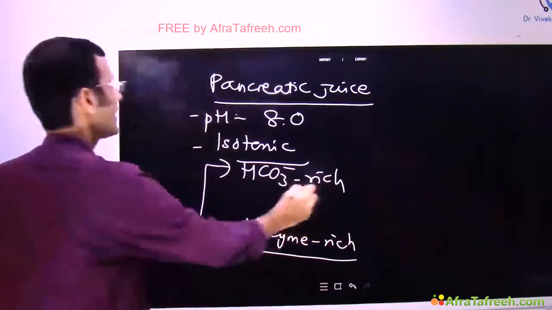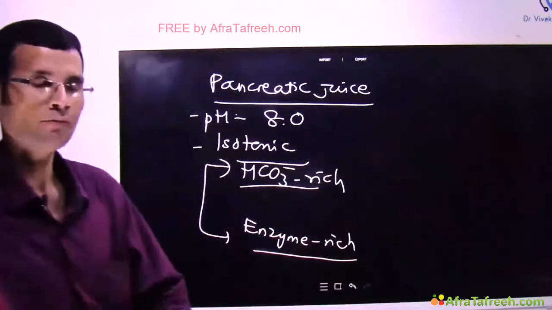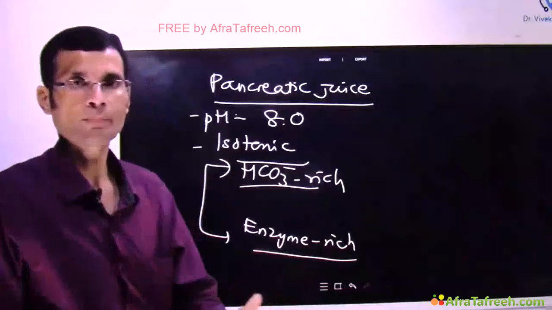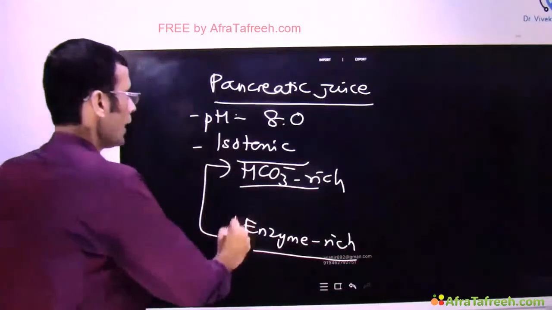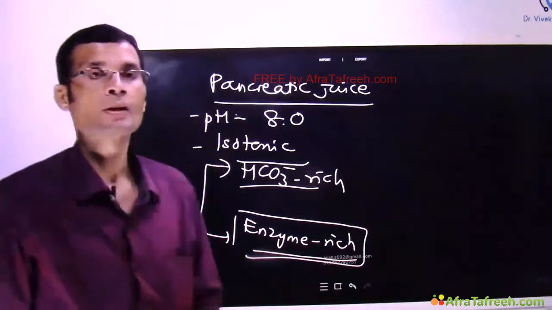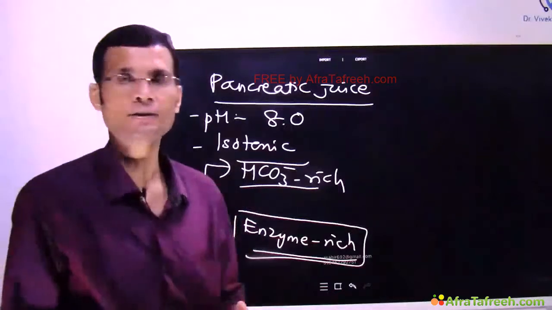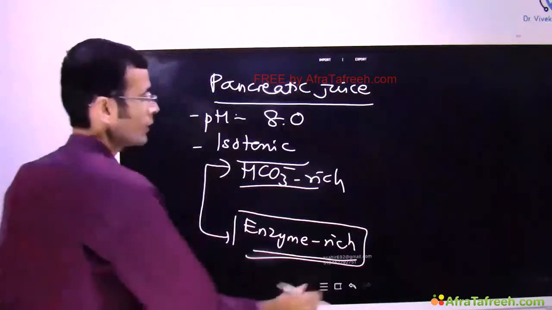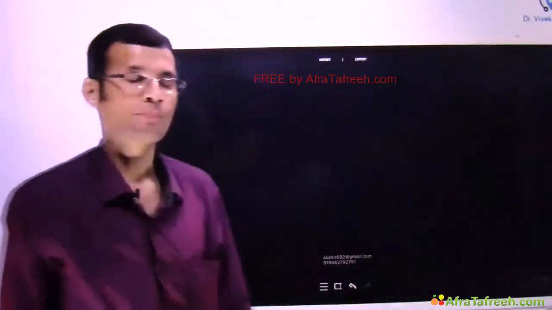When acidic chyme enters the duodenum, bicarbonate-rich juice will be secreted from the pancreas under the influence of secretin hormone. Enzyme-rich secretion will occur when fat breakdown products, or generally the nutrients, enter the duodenum, and that will be under the influence of CCK hormone.